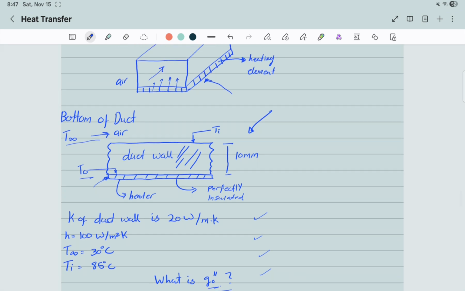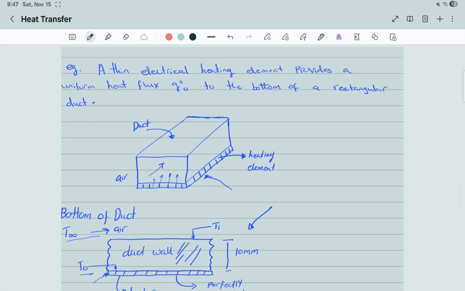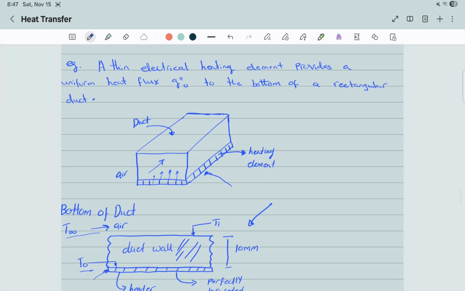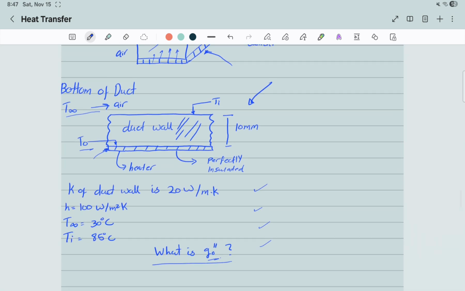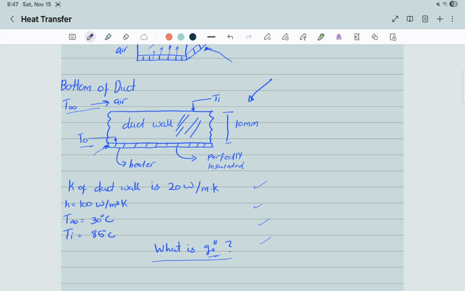Now they're asking us to find the initial heat flux that the heater is producing. So I want you to pause the video, try to solve it yourself, and then resume the video and see how I solved it. Okay, these are the givens. So let's go ahead and start.